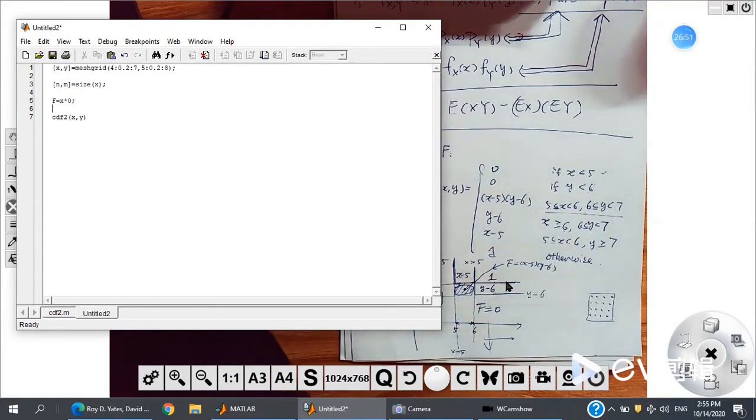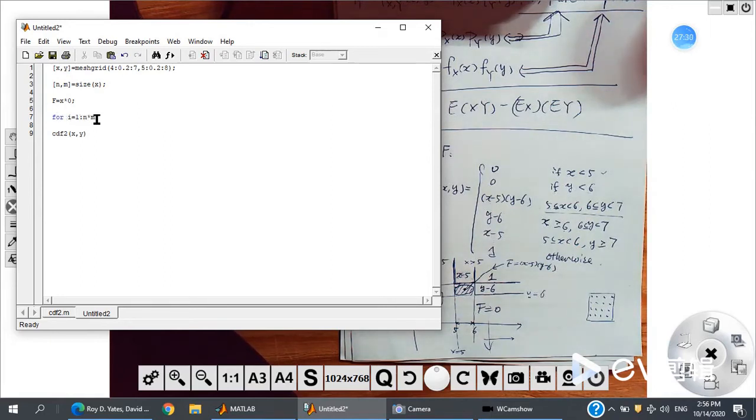Alright, then for I run from 1 to N times M, because N and M are the size of X. X will be a rectangle matrix, so you have the number of rows and the number of columns. I recorded them in N and M. Now N times M is the total number of elements in X, right?